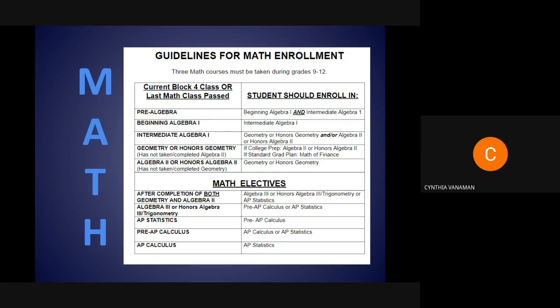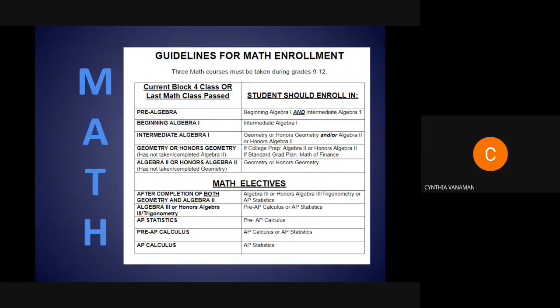If you are in Algebra 1 right now and successfully completing it, then you will take either geometry, honors geometry, or Algebra 2, honors Algebra 2. You can take either one of those. I would say if you're in Algebra 1 right now, you probably should be shooting for the honors level for the geometry and Algebra 2.